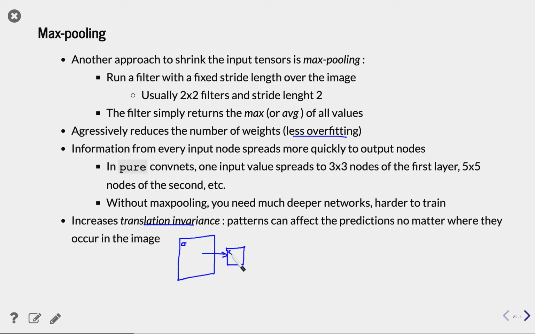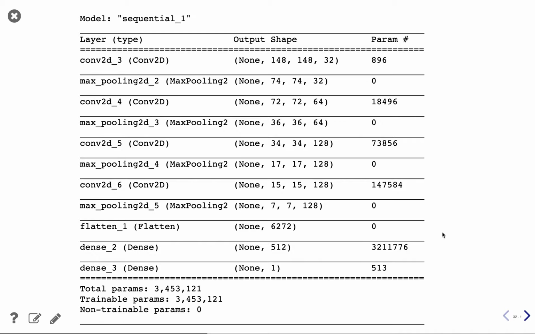So we start off with 150 by 150 images, and we end up all the way down here with 7 by 7 output times 128 filters. We flatten that, we push it to a dense layer, and then we have one output node. So in total, we have about 3.5 million parameters to learn.